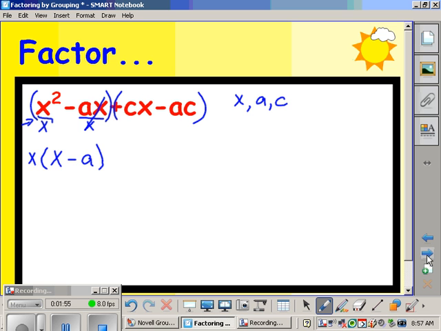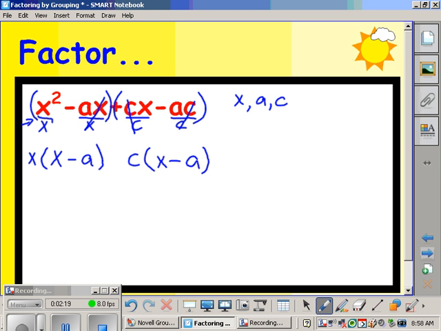We're now going to do the same thing with the second set of parentheses. So cx minus ac, both terms have a c in common. So the c will be the greatest common factor. So in the first term, the c's will cancel out, leaving you with an x. In the second term, the c's will cancel, leaving you with an a.